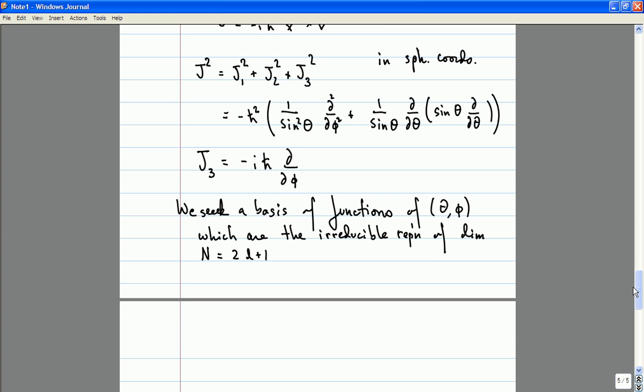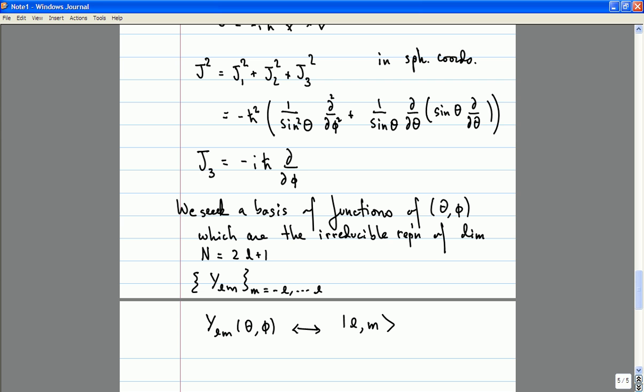And then we'll give a name to those functions. I'll call them Y_LM, where M runs from minus L up to L. That's just a particular notation that we use, where Y_LM is some function of theta and phi, which is completely analogous to the state |L, M> that I introduced when I studied the abstract theory of representations of the rotation group.